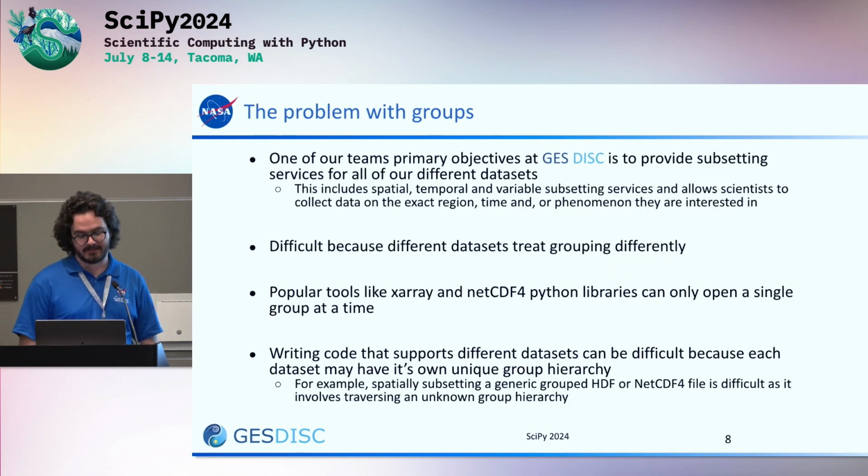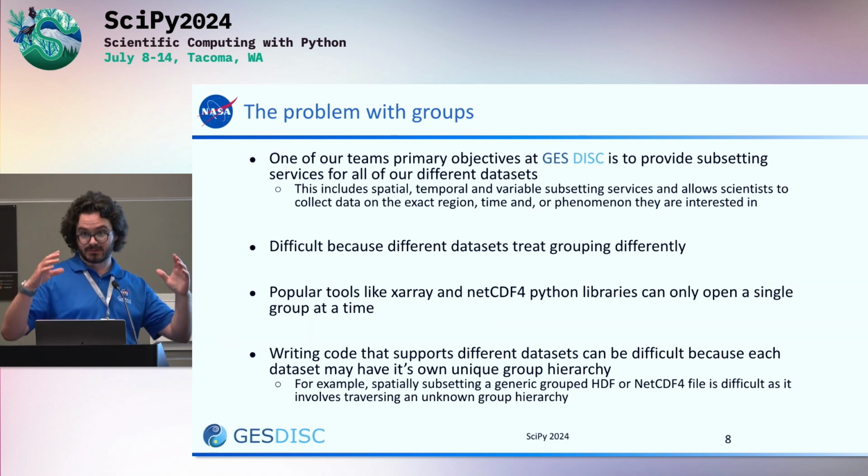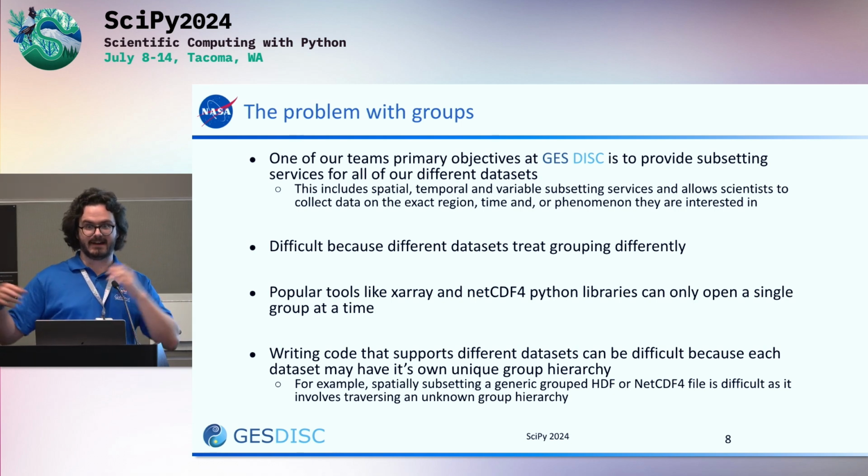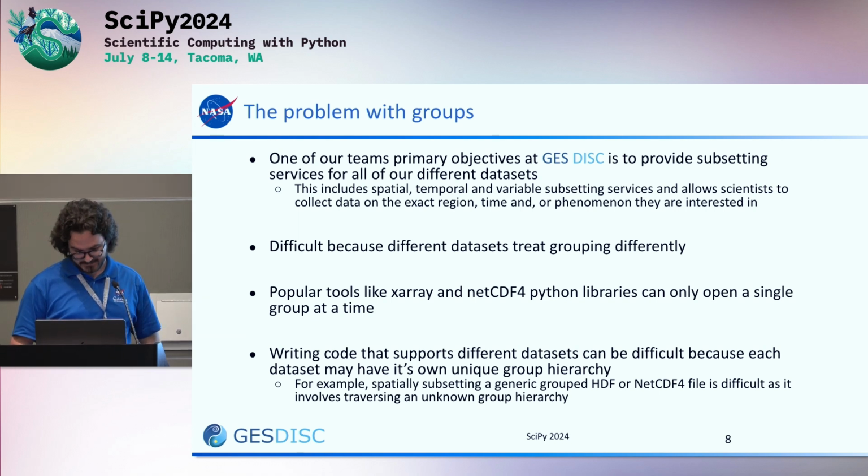So one of our team's primary objectives at JustDisk is to provide a subsetting service for all the different datasets, including spatial, temporal, and variable subsetting services. And this is difficult, as I said, because the datasets treat groups differently. In popular tools like Xarray and NetCDF4, you have to specify the group to open, and when you have the data opened in those tools, you can only view the data in that group. So actually looping over a whole dataset means figuring out what the group structure is, and then specifying it each time you open a dataset.